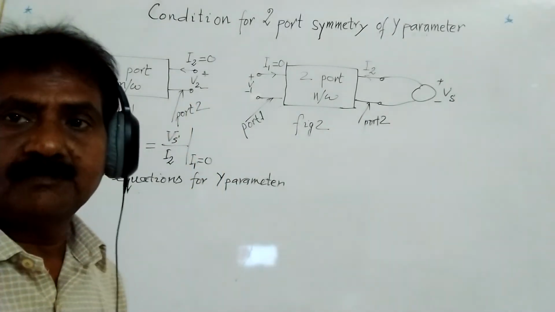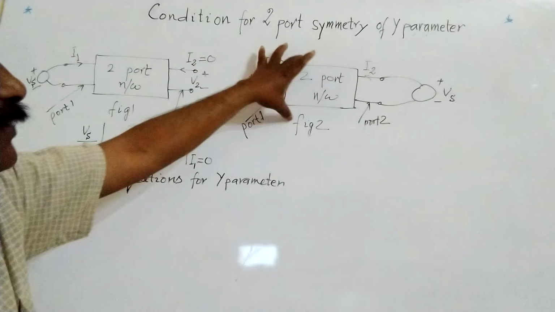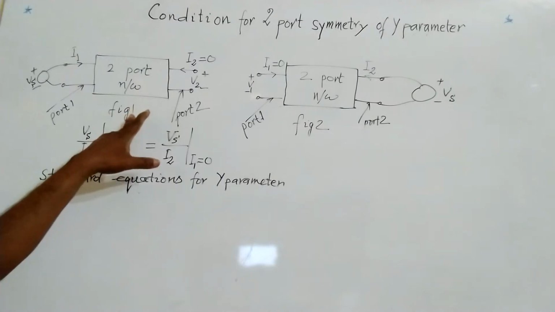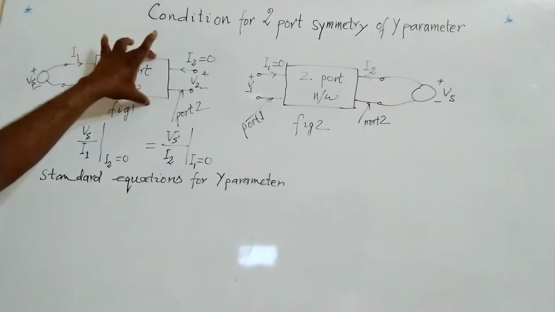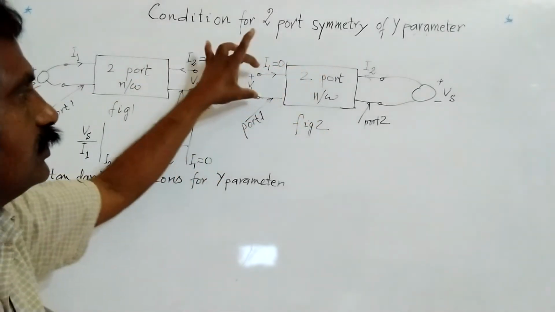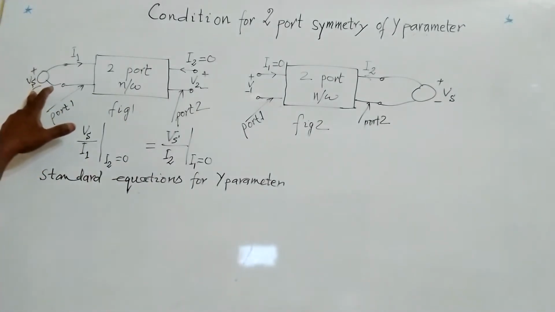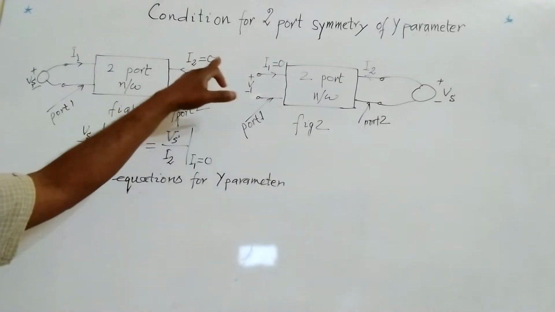What was the concept behind the symmetry of a two-port network? We had taken two identical two-port networks, figure 1 and figure 2. In figure 1, this is port 1 and this is port 2; in figure 2, this is port 1 and this is port 2. In figure 1, we have applied a voltage source of value Vs from port 1, and we have made port 2 open circuited.